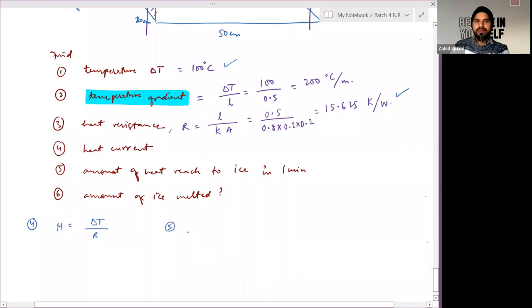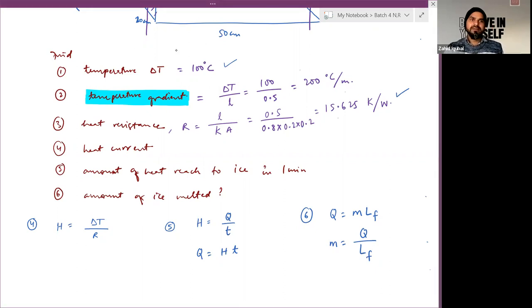In the fifth part, we have to calculate the amount of heat reached to the other end, that is Q. According to the relation, H equals Q divided by T, so we may write Q equals H multiplied by T. In the sixth part, the amount of heat must equal mass times latent fusion, so mass of ice melted equals Q divided by latent fusion. Just convert the value of latent fusion in terms of SI unit first and then simplify it.